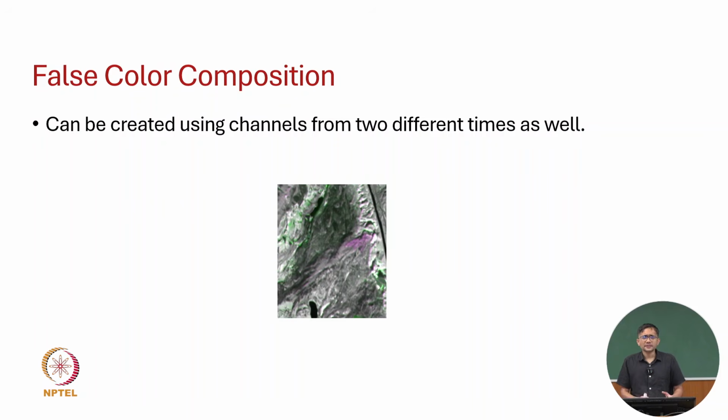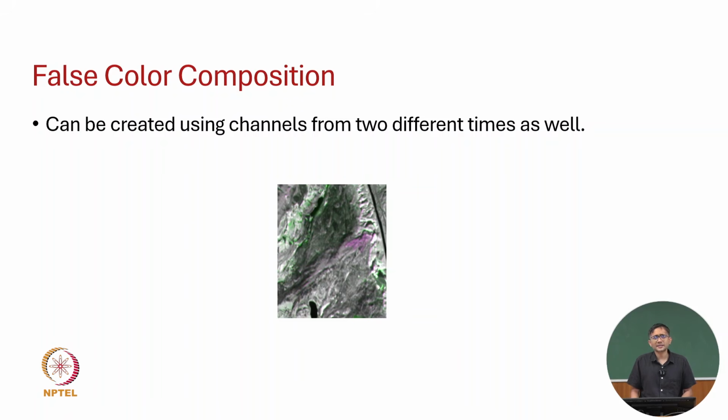Another interesting aspect which probably needs mention is that we talked about this false color composition, right? False color composition can also be created using images or bands from 2 different times. Let's say you take a SWIR band, which you mentioned a while back, and then you take 2 different times, T1 and T2, and then you can make these 3 channels.